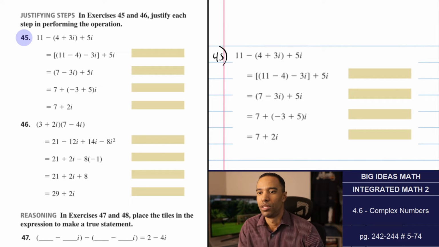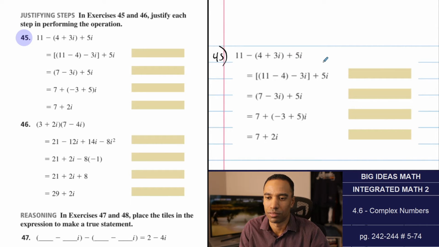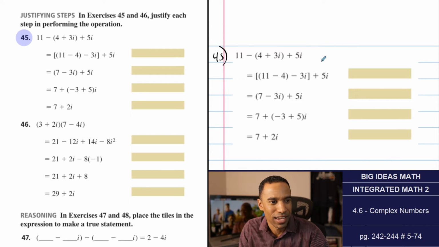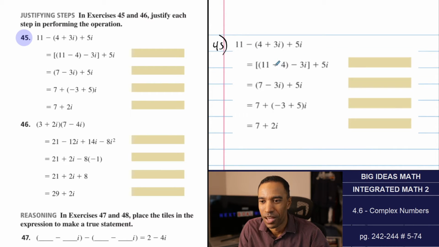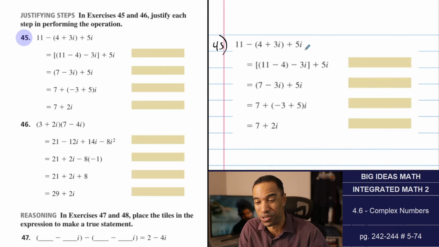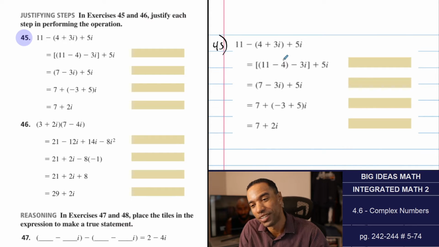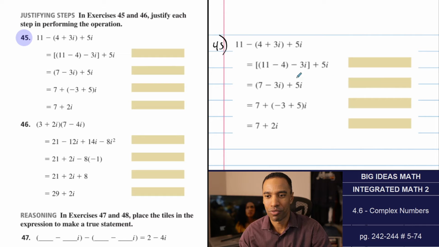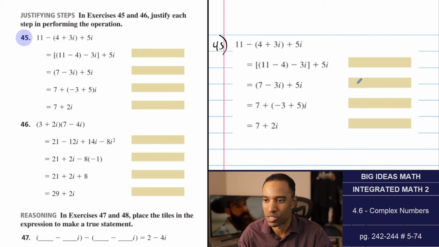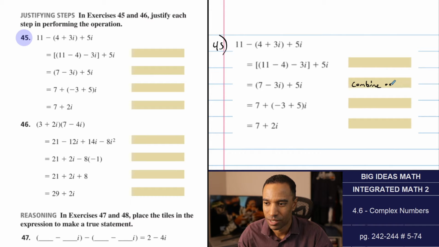Okay. I don't even know how to say what I want to say for these. Justify each step. 11 minus 4 minus 3i plus 5. I don't even know how to answer this. Maybe I should read an example on how you do this. You combine, let's see. I know this one is 11 minus 4 became 7, so combine real numbers.